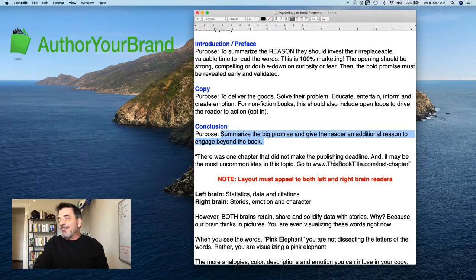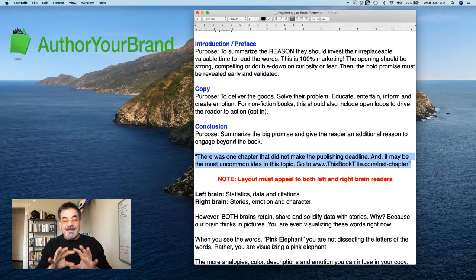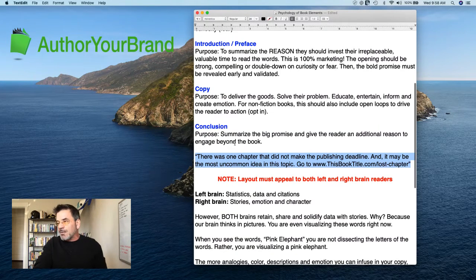And I've had a great one here in the book I just read. He had a lost chapter, right? This is so brilliant. And this is not the actual copy. I'll show you the book later. But in the conclusion, he says there's one chapter that did not make the published deadline. And it made the most uncommon idea in this whole topic. Go to blah, blah, blah, lost chapter and get it later. And when I went there and did this, the chapter wasn't ready. He got me to opt in, name and email. Very big for nonfiction, even if fiction titles I can work for.